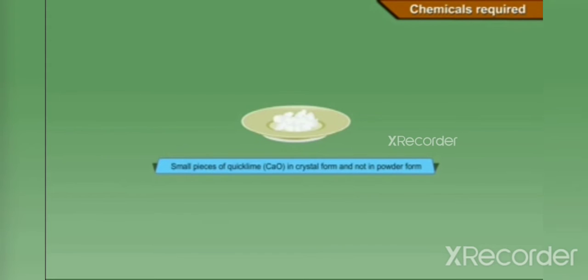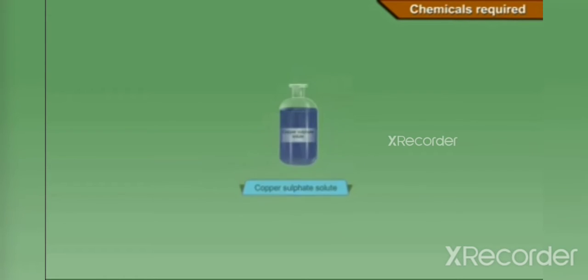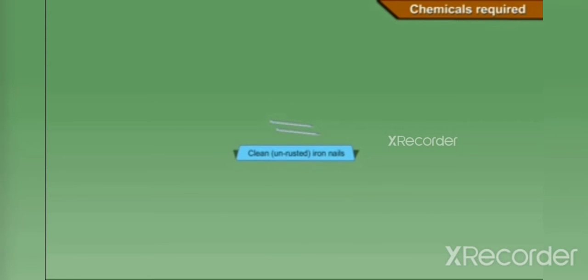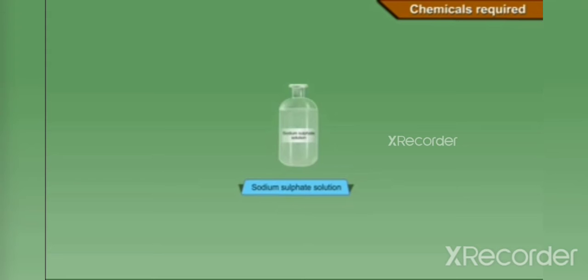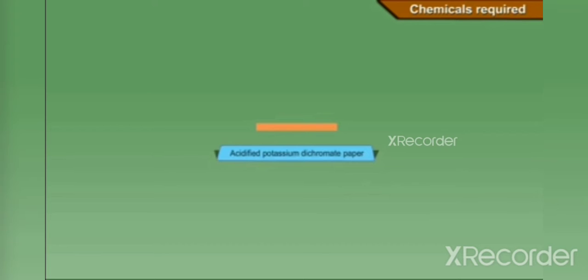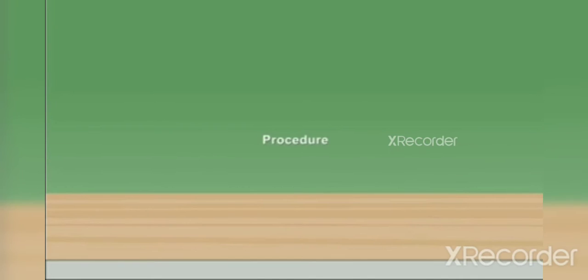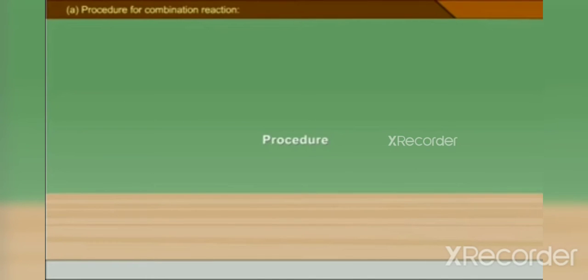Calcium oxide in crystal form. We should not take it in powder form. Ferrous sulfate crystals, copper sulfate solution, unrusted iron nails, sodium sulfate solution, barium chloride solution, distilled water, acidified potassium dichromate paper, litmus papers, and this cobalt chloride paper. Actually, in this experiment, we are not using cobalt chloride paper.